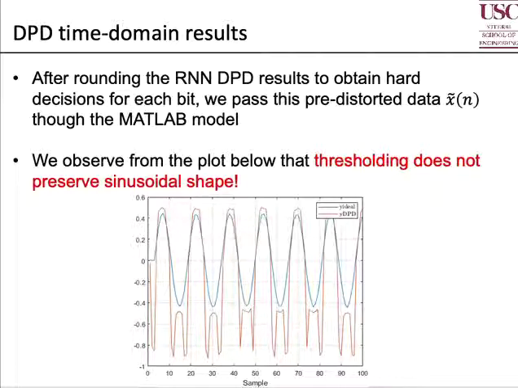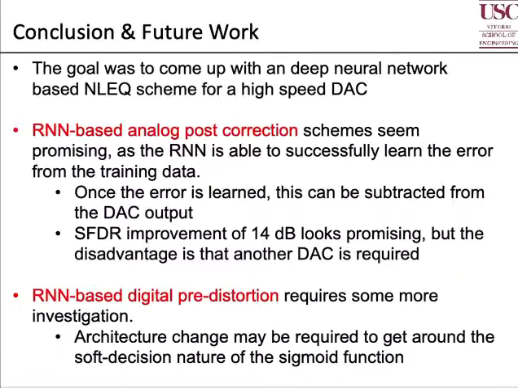After rounding to obtain hard decisions, it looks like the sinusoidal shape is not preserved. In blue here is our target, which is the ideal DAC output, and in orange is the output after using this digital pre-distortion. You can see that the signal in orange is at least in phase with the signal in blue, which is what our target is. But the sinusoidal shape is not preserved, and the harmonics are actually pretty bad in this case. So we'll have to figure out another way to get around that.